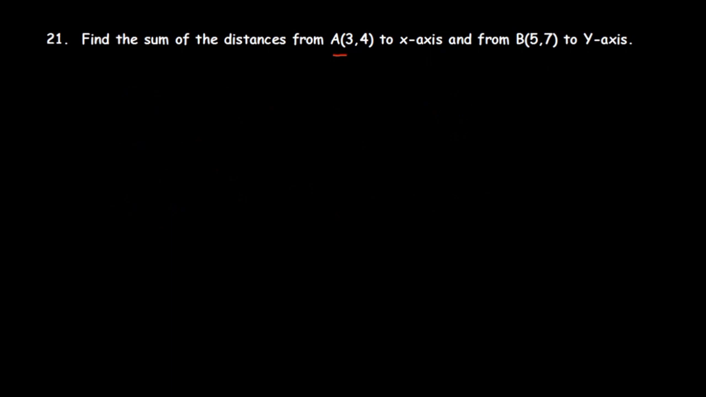So what is the distance from 3 comma 4 to x-axis? I said already, when they're asking the distance from a point to the x-axis, you can focus on the y coordinate, that is 4, and the distance from 5 comma 7 to y-axis, then you can focus on x, that is 5. Then 4 plus 5, which is equal to 9. Okay, so 9 is the answer.